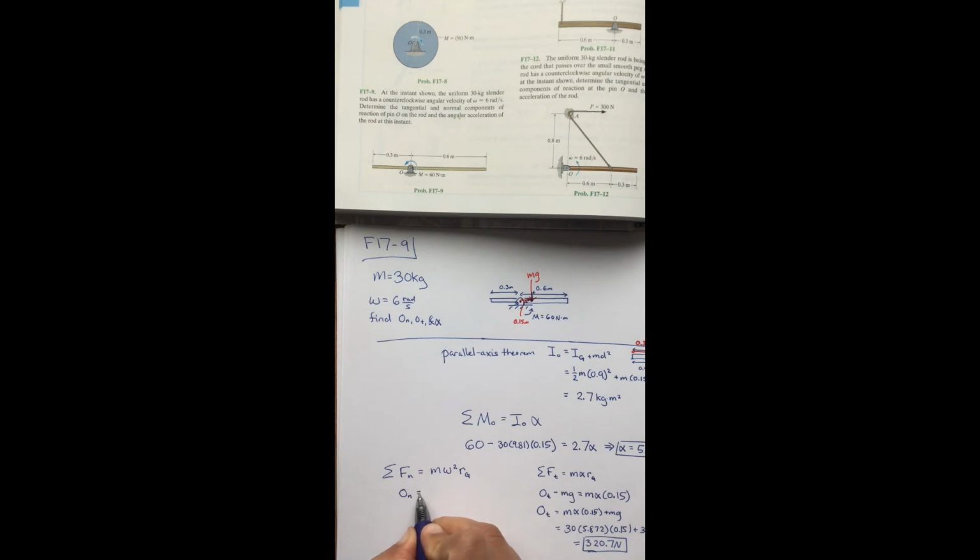And I have the mass times, we're looking at the instant when the angular velocity is equal to 6. So that's 6 squared, and this distance is the 0.15 that I have there. So this gives me 162. So that's 162 newtons, and that's pointing in the positive normal direction. And that concludes fundamental problem 9.